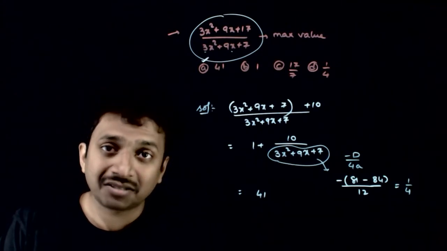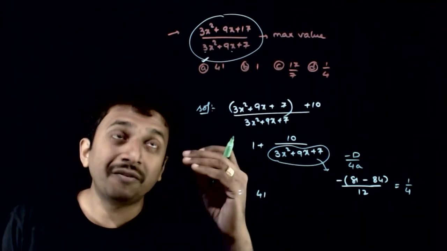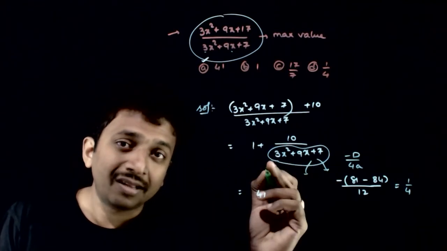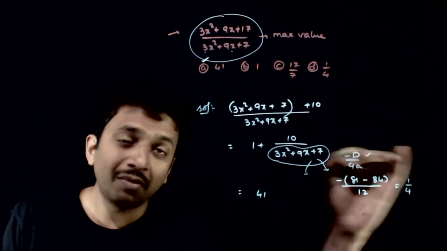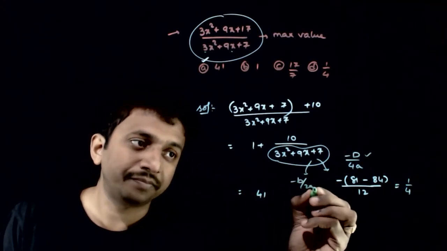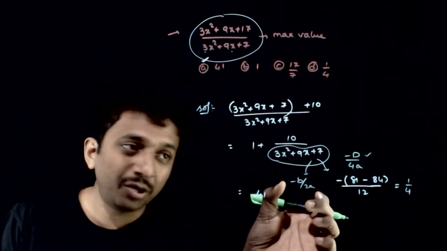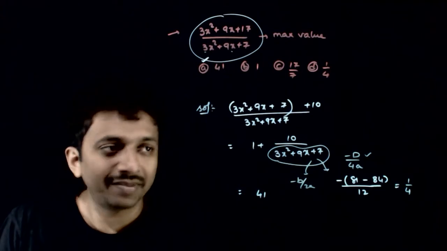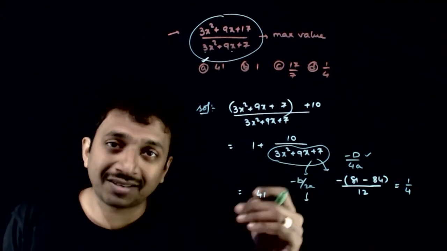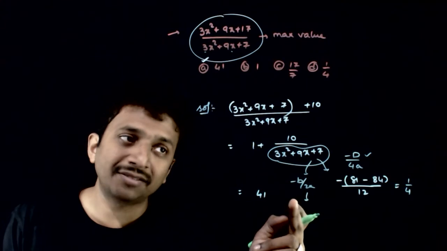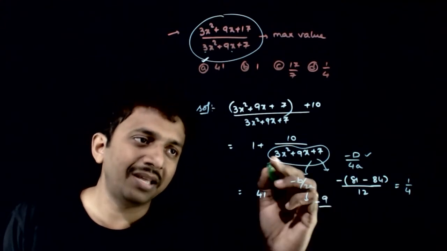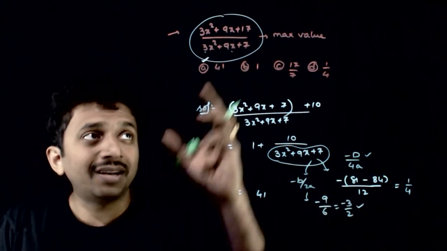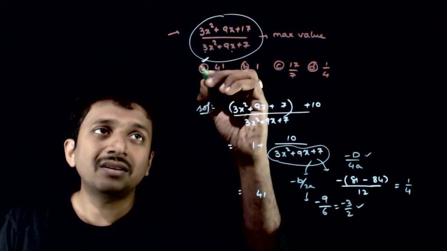And if the question is like, where does it occur? At what value of x does it occur? The formula will be: the value of x where this minimum value occurs is minus b by 2a. So minus b by 2a is the value of x where the minima occurs, and the value of the minima is minus d by 4a. So if I ask you what value of x makes this expression maximum, your answer should be minus of 9 by 2a, which is 6, that is minus 3 by 2. At x is equal to minus 3 by 2, you get the maximum value, and the maximum value is 41.